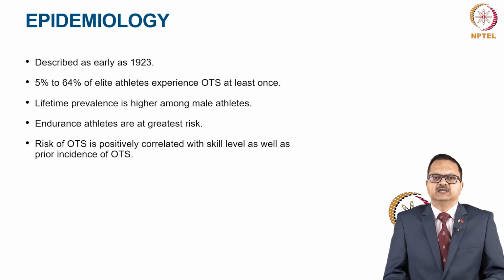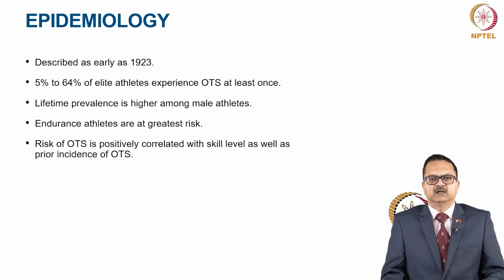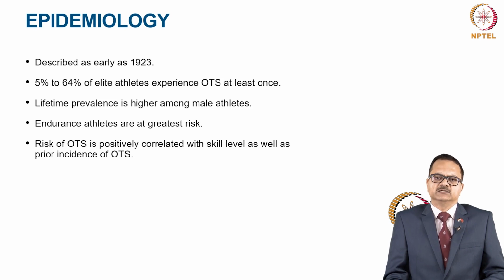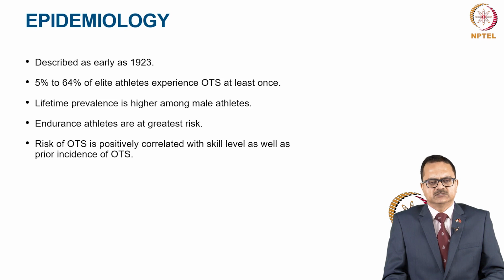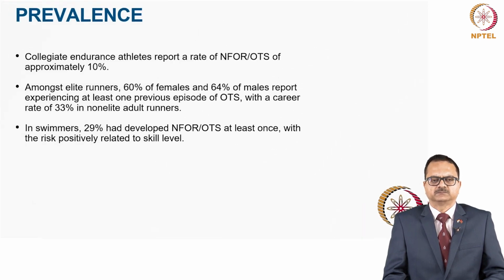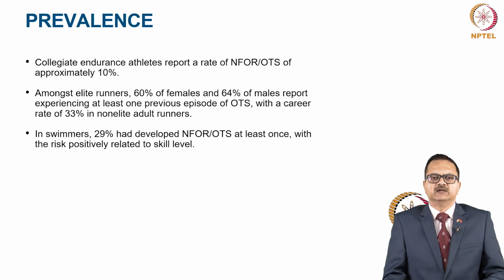OTS was described as early as 1923, and between 5 to 64% of elite athletes experience overtraining syndrome at least once in their lifetime. Lifetime prevalence is higher amongst male athletes, and endurance athletes are at the greatest risk of overtraining syndrome. Risk of overtraining syndrome is positively correlated with skill level as well as prior incidents of overtraining syndrome. College level endurance athletes report a rate of non-functional overreaching or overtraining syndrome of approximately 10%.